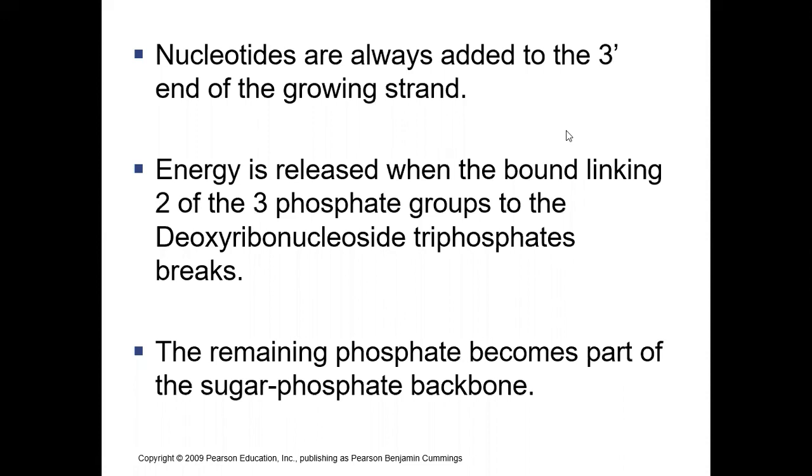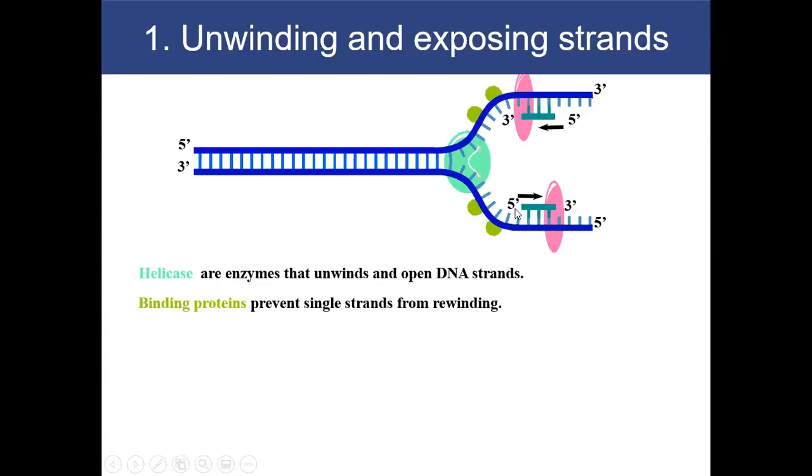Okay, now there are three things that you should know before going into the replication process. So let me just use the illustration to explain the first one. And the first one is that nucleotides are always added to the 3' end of the growing strand. Now let me just show you what is meant by that.